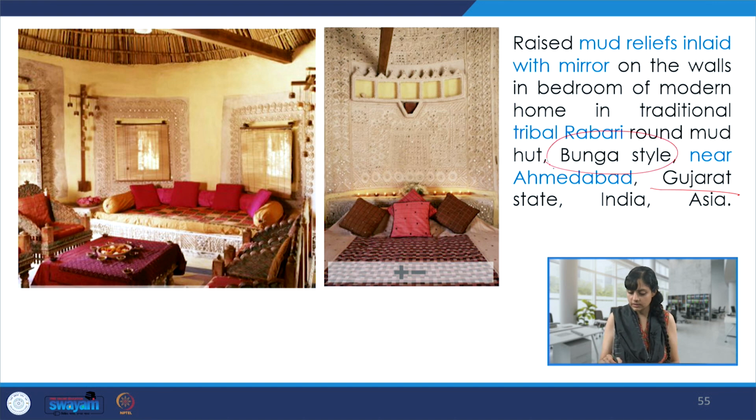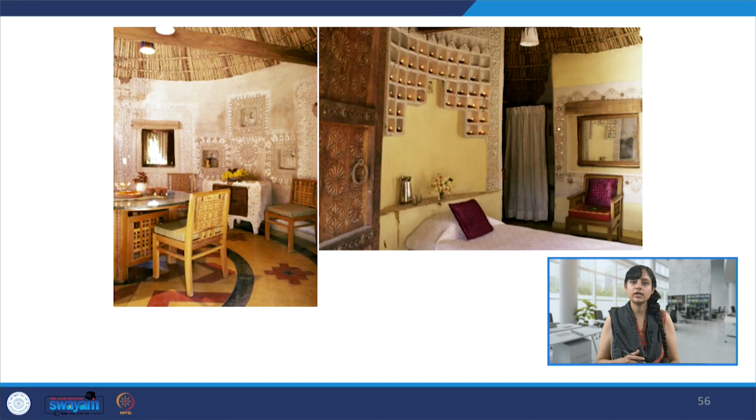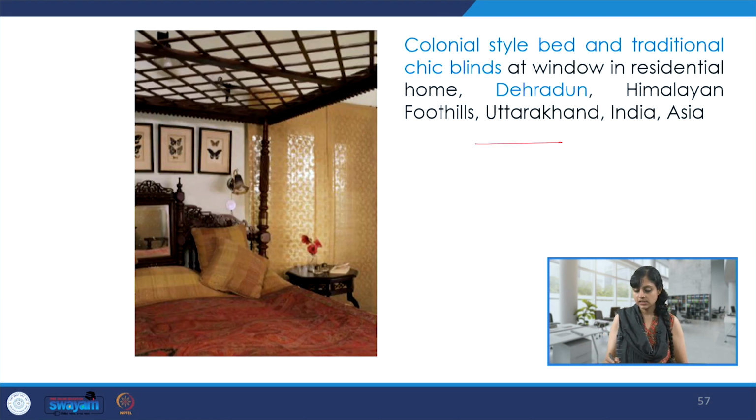The Bhunga style of interior architecture, the Bhunga houses, they are quite known and extensively talked about. So this is that example. Some more images of that. This is another project. This is Dehradun, Uttarakhand, and here we see a colonial style bed and traditional blinds. So this is also very interesting detailing.